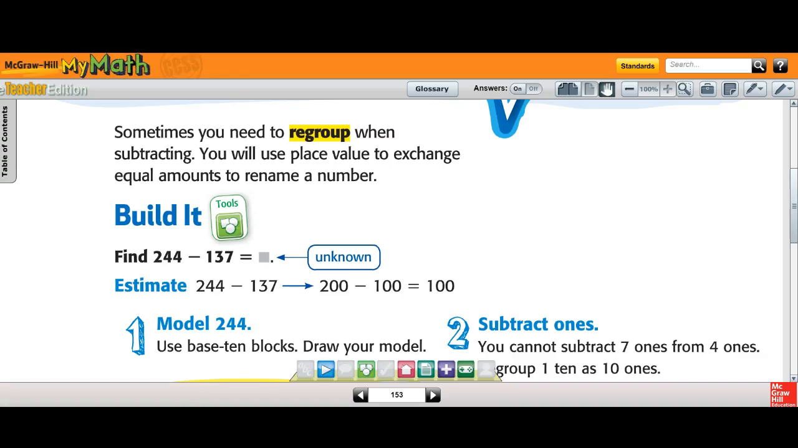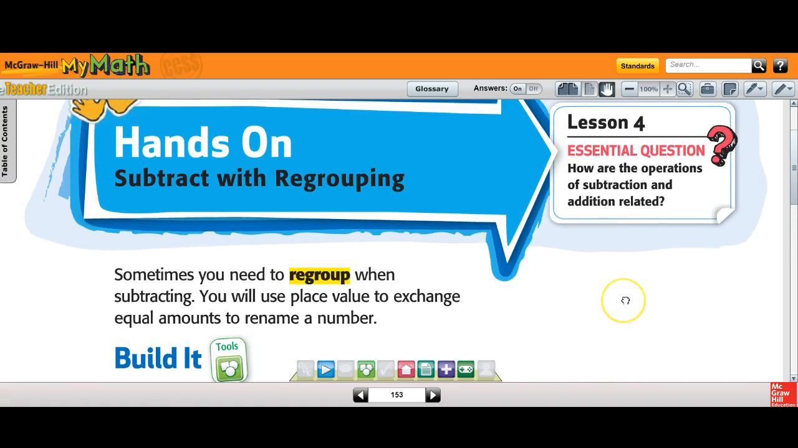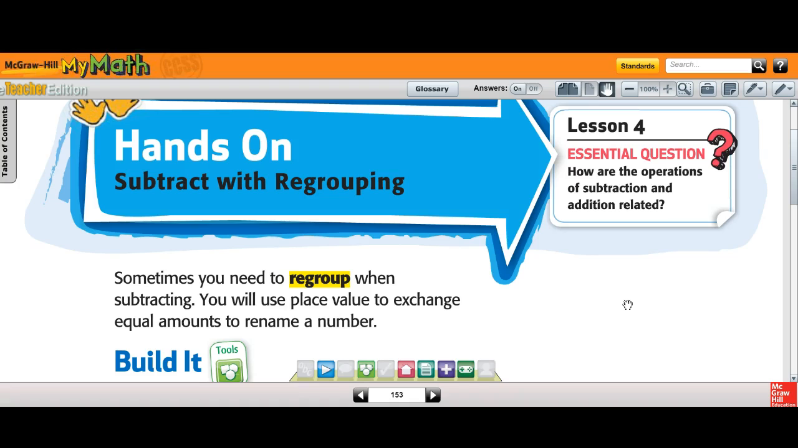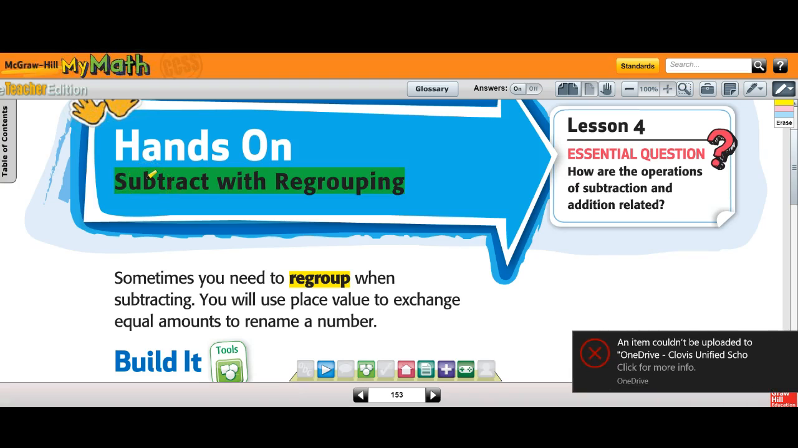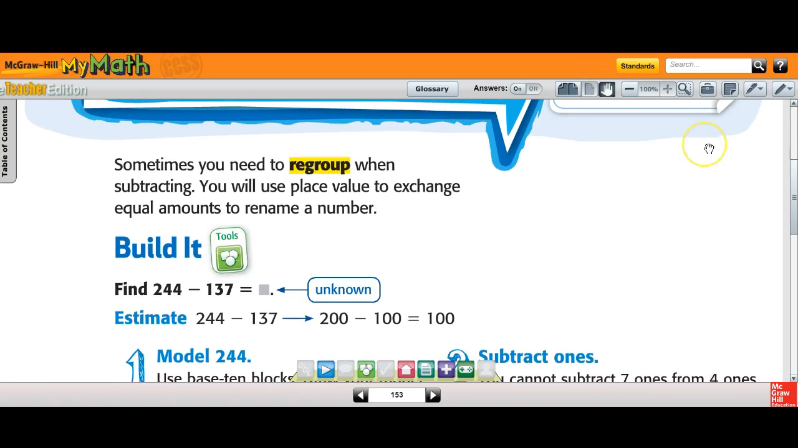All right, in chapter 3, lesson 4, we are talking about subtracting with regrouping. This is what we're talking about, subtracting with regrouping. All right? So sometimes you need to regroup, like borrow and all that kind of stuff.